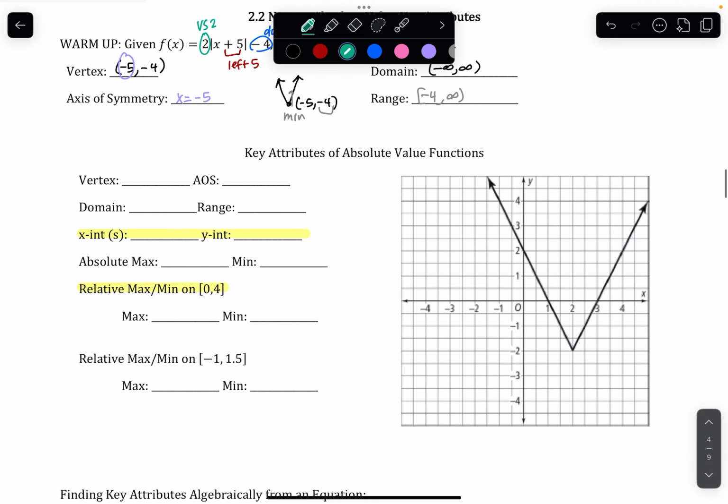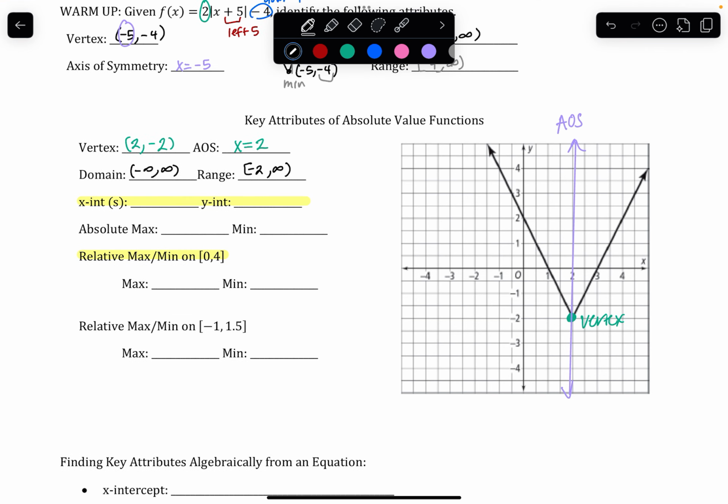And so just from this graph, I see that the vertex is at 2, -2, which means my axis of symmetry is at x equals 2. This is the axis of symmetry. This is the vertex. Domain, all real numbers all the time. And then the range, it's going up from the vertex, and so -2 to positive infinity.